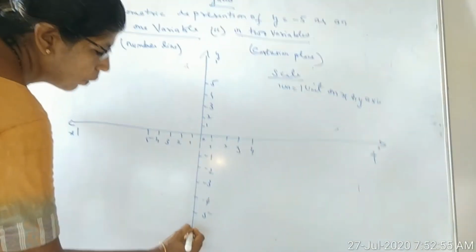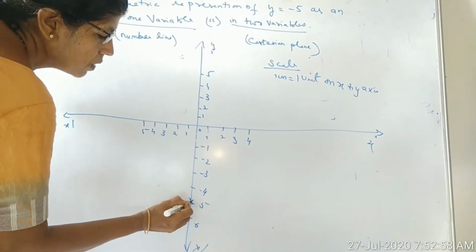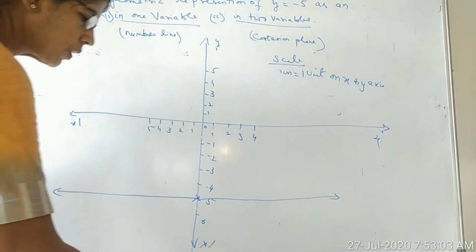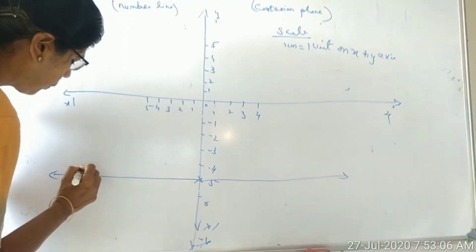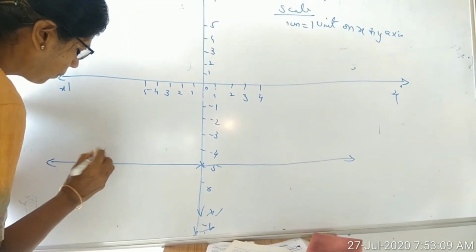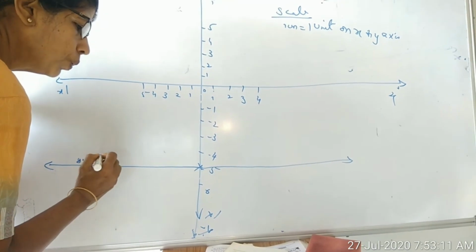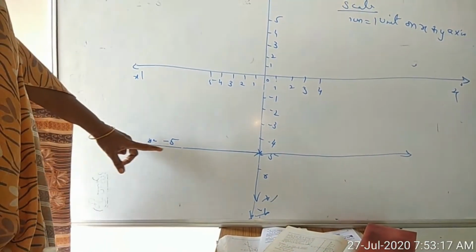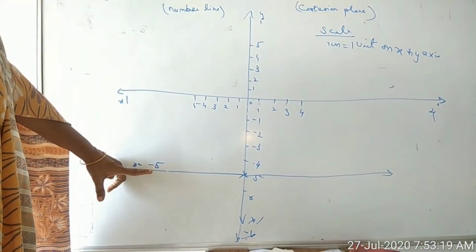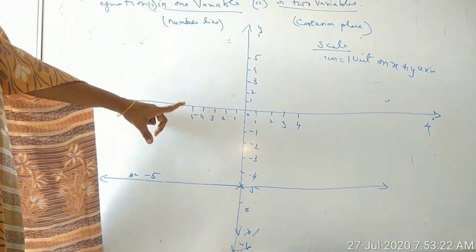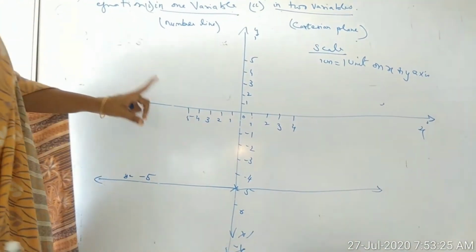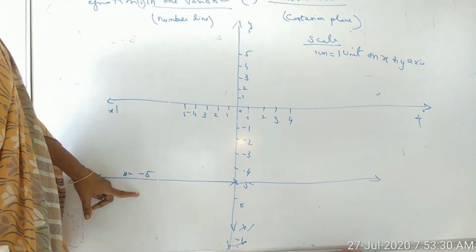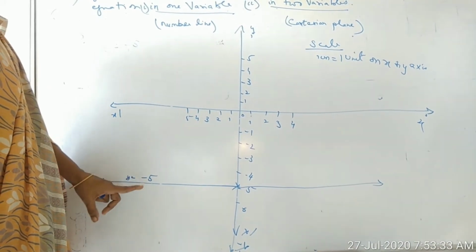Where is minus 5 on the y-axis, children? This is the line. Y is equal to minus 5. Now, when y is equal to minus 5, children, an equation in y is a line parallel to the x-axis. An equation in x will be a line parallel to the y-axis.